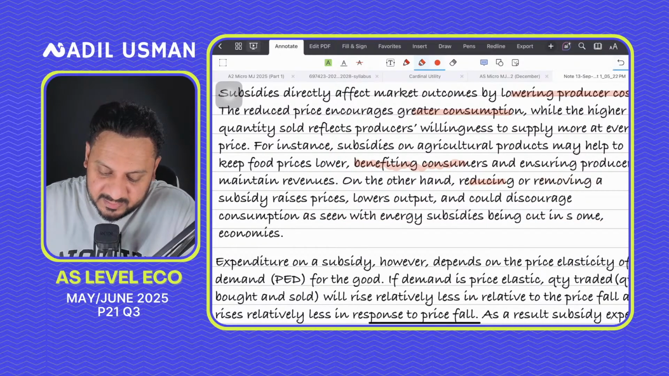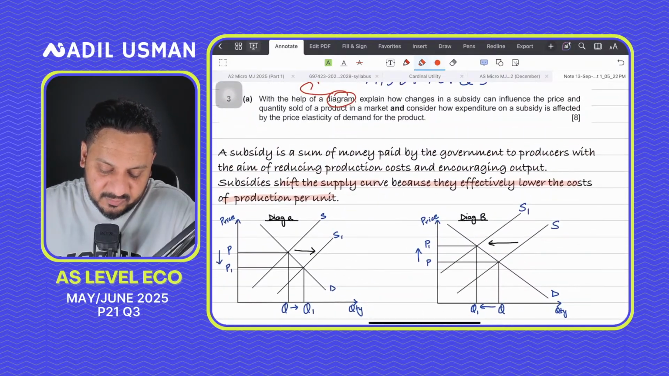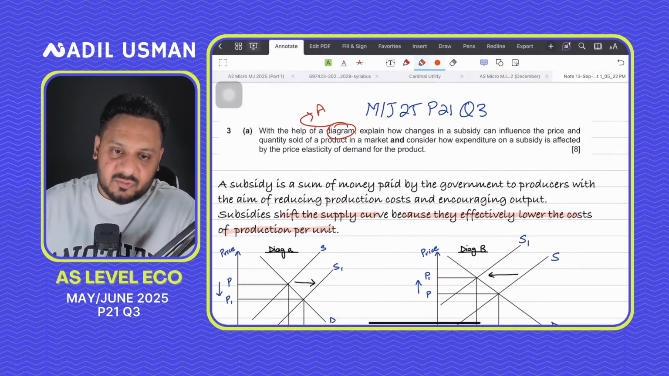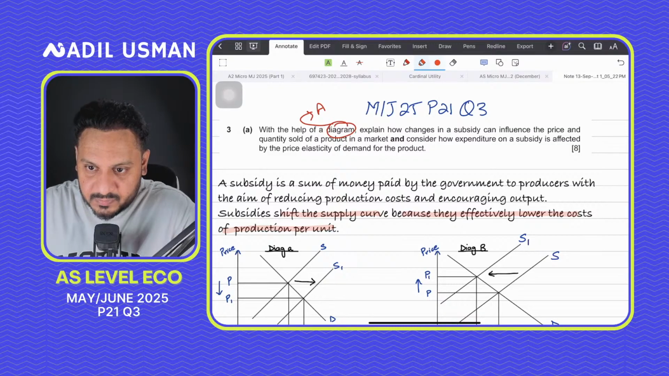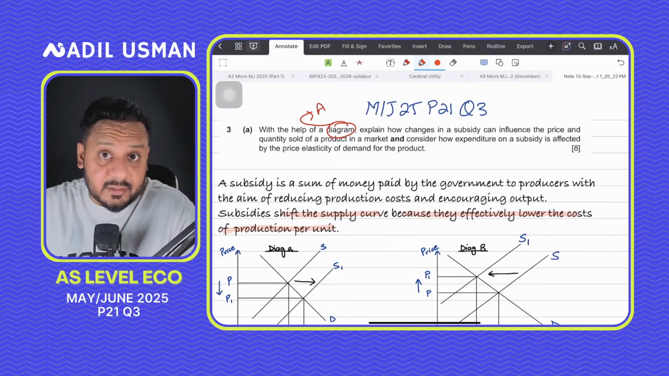So this is your analysis, right? Up till now, any questions, clear? So the first part is explain how. Before solving the answer, plan the answer, what you need to write in this answer.